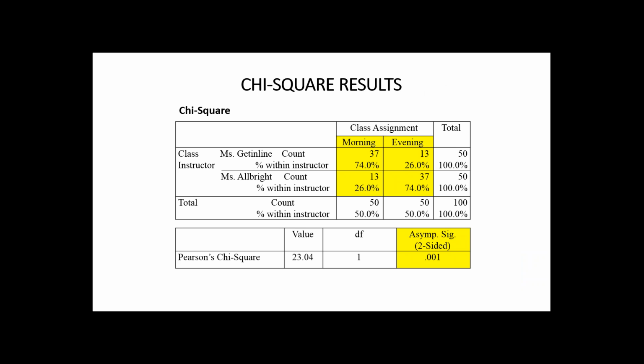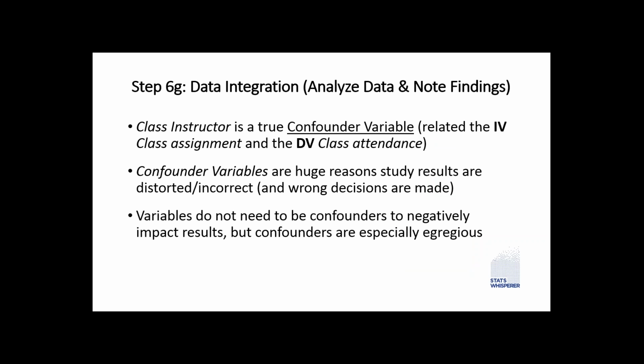So class instructor in the morning, Ms. Gettenline teaches 74% of the time in the morning, and Ms. Albright teaches 74% of the time in the evening. In the bottom box, you see the sig is statistically significant, so there's a significant difference where Ms. Albright is much more likely to be teaching in the evening. So a true confounder. We've identified with our qualitative analysis a true confounder that was suppressing our findings.